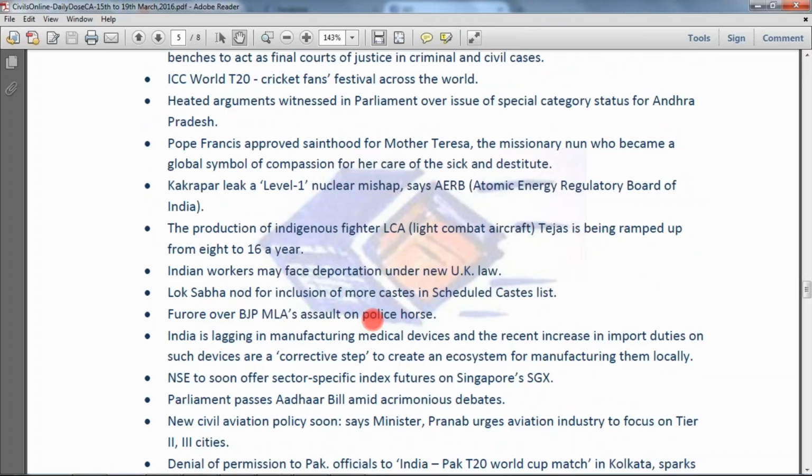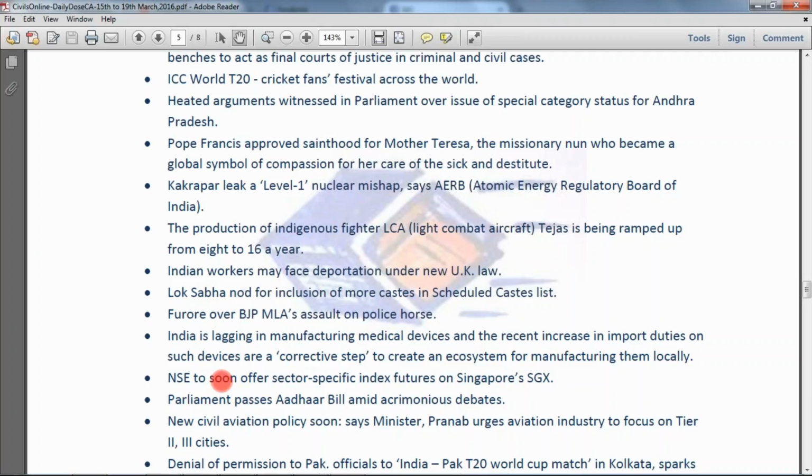Indian workers may face deportation under new UK law. Lok Sabha nod for inclusion of more castes in the scheduled caste list. Furor over BJP MLA's assault on police horse. India is lagging in manufacturing medical devices and the recent increase in import duties on such devices is a corrective step to create an ecosystem for manufacturing them locally.